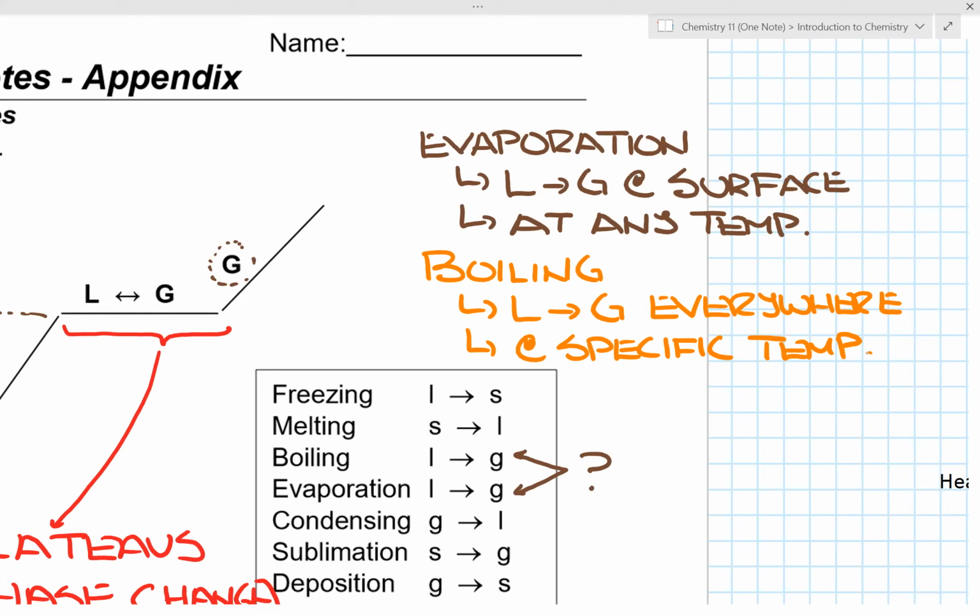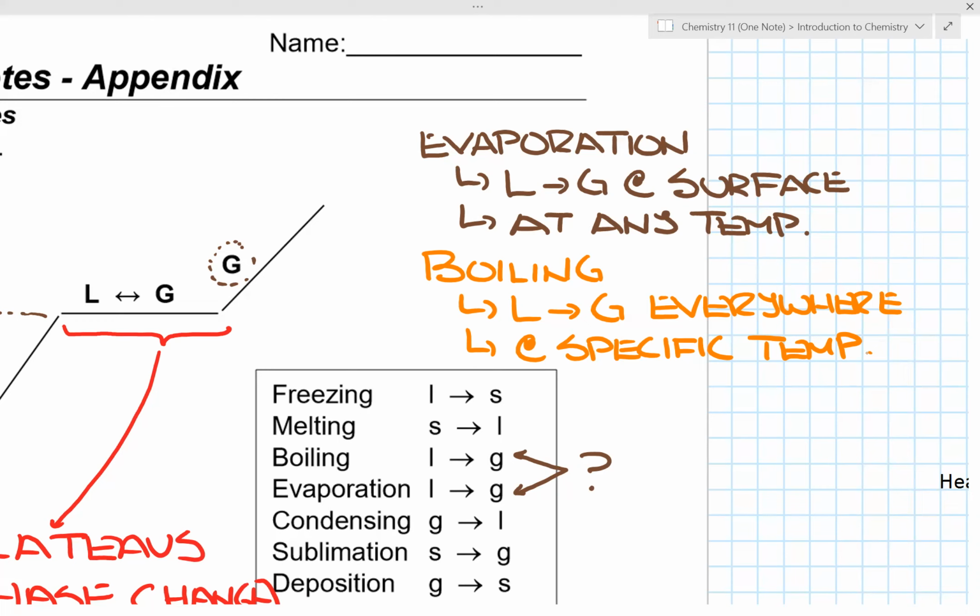Boiling, on the other hand, is liquid to gas everywhere and it's at a specific temperature. So for example, boiling water. You notice there are bubbles throughout the entire pot or cup, forming everywhere. That's because everywhere it reaches 100 degrees Celsius, the water is going from liquid to gas. This is why you will notice that bubbles form closest to the bottom of a pot when you're boiling water: closest to the heat source is where the temperature reaches 100 degrees the fastest.